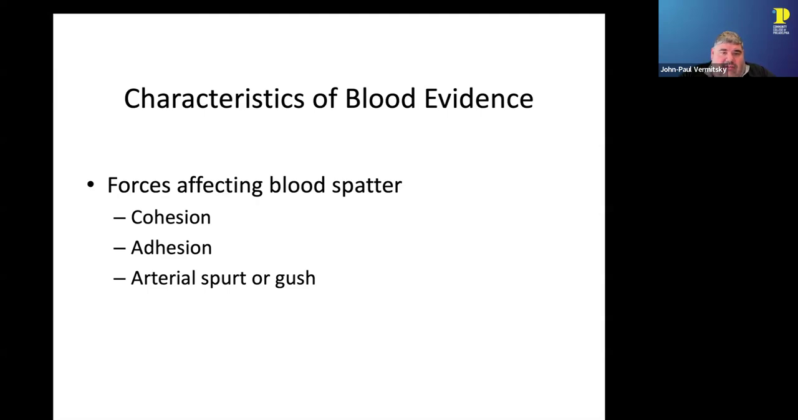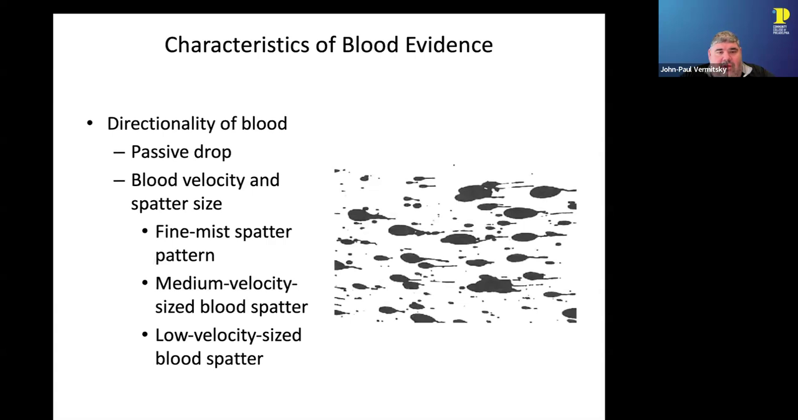So characteristics of blood evidence. We do have forces affecting blood splatter. This could be cohesion, adhesion, and arterial spurt or gush. So if we look at the directionality of blood, you can have what's called a passive drop. This would be like if you're walking and bleeding and it's just dropping down from your body. The blood velocity and splatter size with this, you would have fine mist spatter pattern. You could have medium velocity size blood splatter or low velocity size blood spatter.